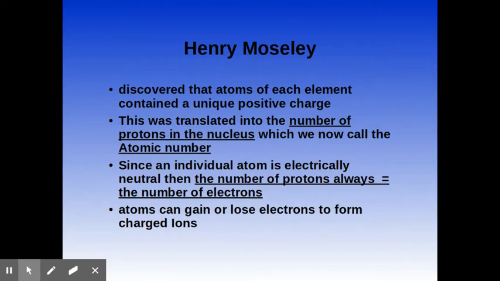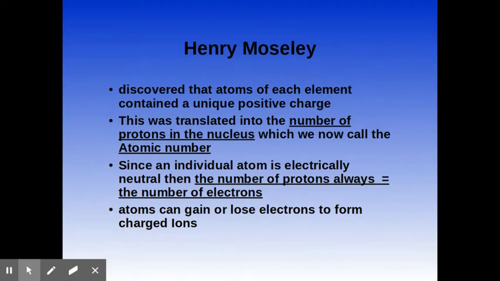Since an individual atom is electrically neutral, it has the same number of protons as electrons. So if I'm using the term atom, you can look at your periodic table and figure out the atomic number, then you'll know the number of protons as well as the number of electrons if it's neutral. But atoms can gain and lose electrons, and then they become ions.